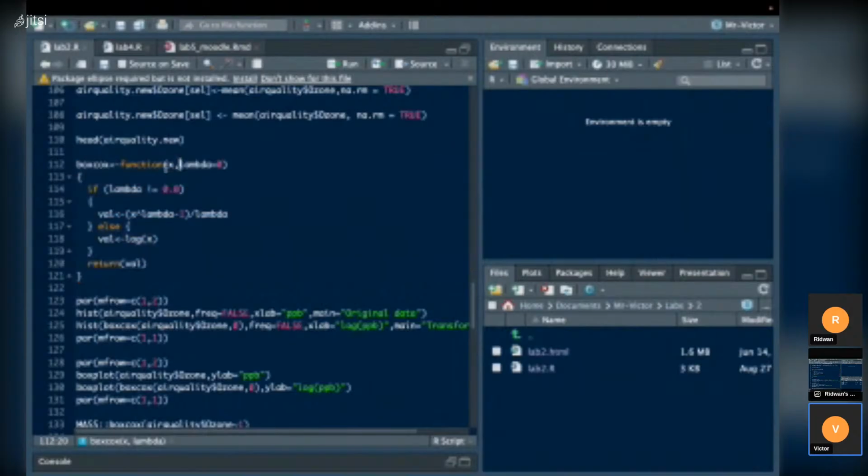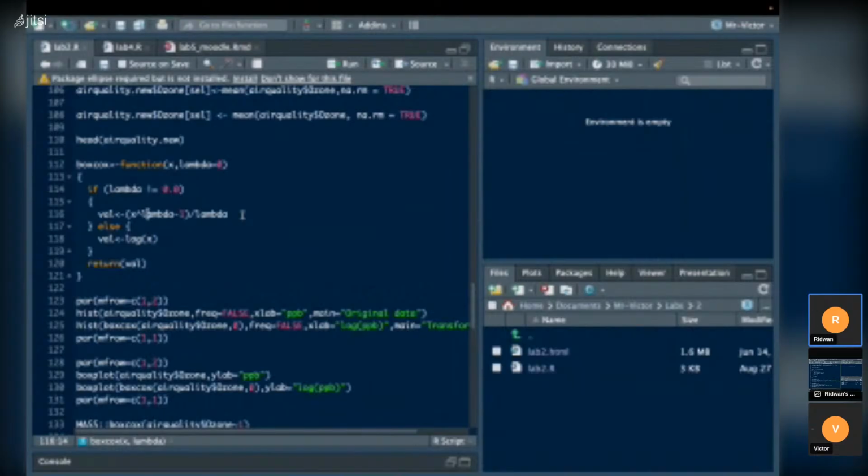Okay. Here's the Box-Cox transformation. It is used to transform a variable that is not normally distributed to a normally distributed variable. So if you look at this now, we have function x comma lambda equals 0. So if lambda is not equal to 0.0, then this variable is going to be transformed like this. You're going to transform this variable by saying what? X raised to the power of lambda minus 1 divided by lambda. I don't know if you get it.